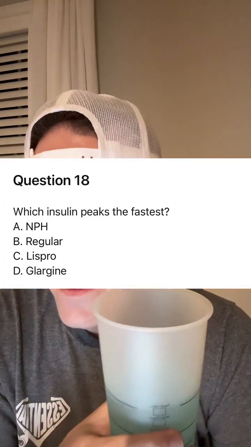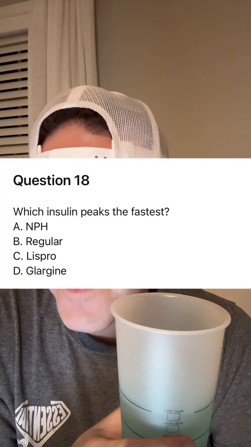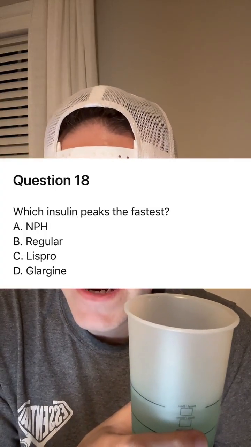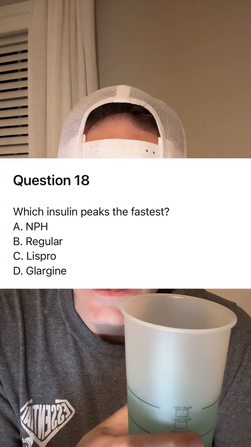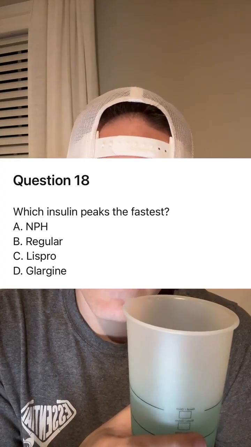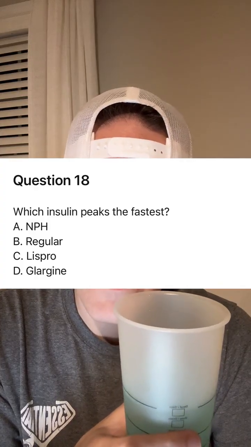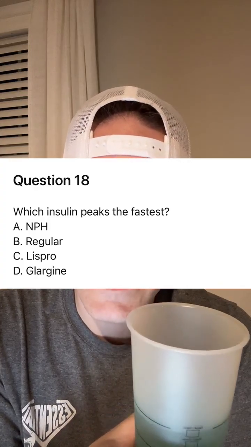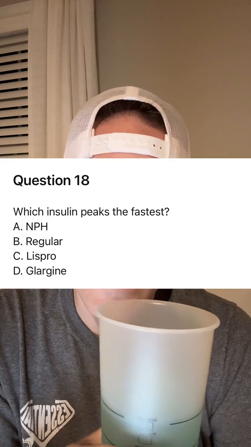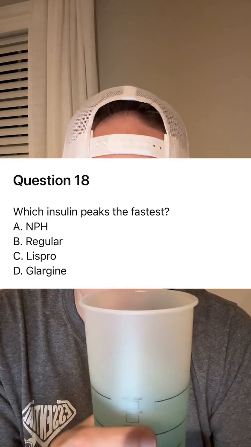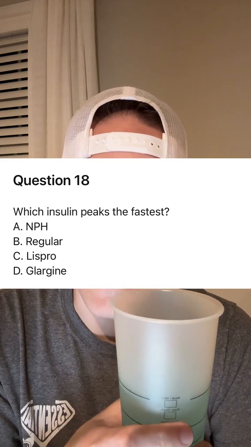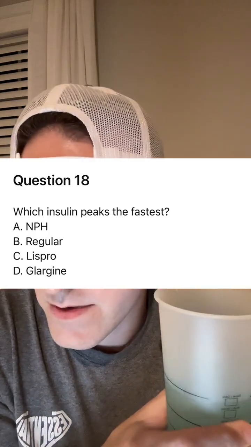Question 18, which insulin peaks the fastest? What do we think here? Is it NPH, regular, Lispro, or glargine? Somebody said, so basically C and D. D is a long acting. But yeah, the correct answer is C, Lispro.